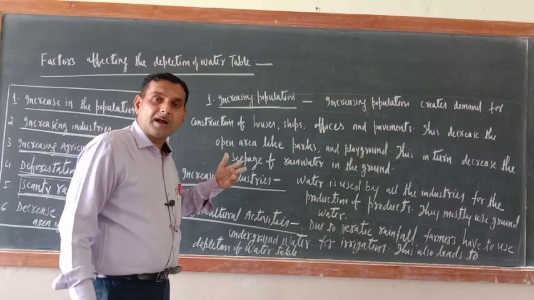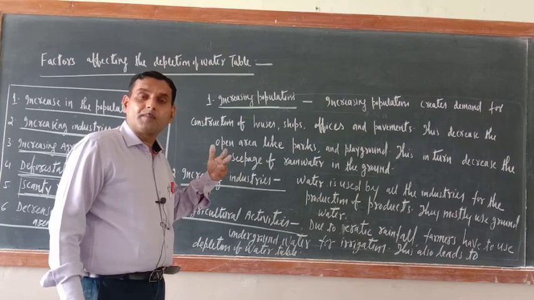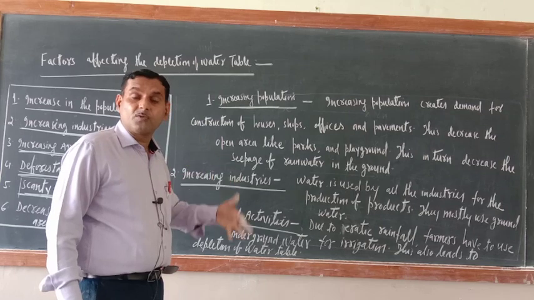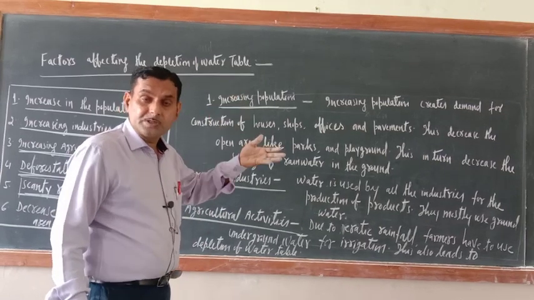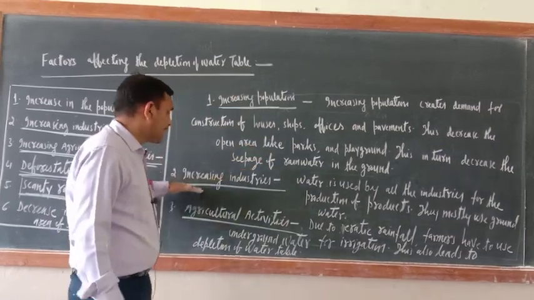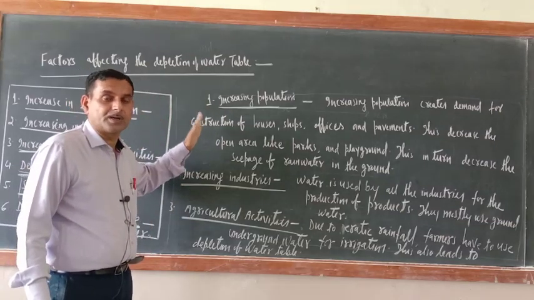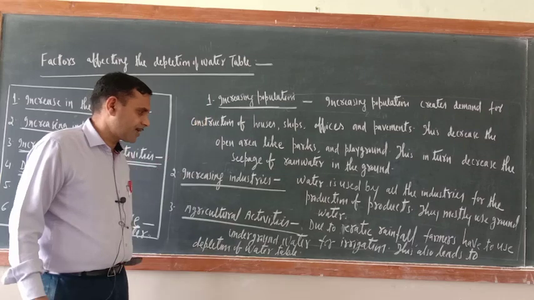So if more number of industries are there, more number of borewells will be there. More number of borewells means more use of underground water. Hence what should be there? The water table will go down, depletion of water table will be there.